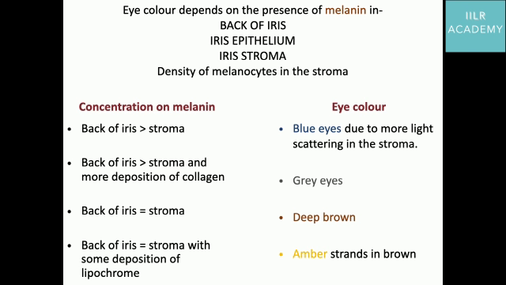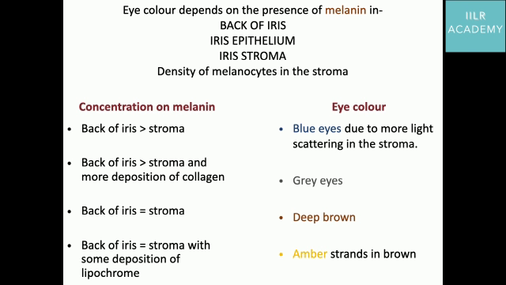Whenever the concentration of melanin at the back of the iris is almost equal to that of the stroma, then there is a lot of melanin inside, and then the color of the eye will be deep brown or almost black. Another situation in which the concentration of melanin at the back of the iris is almost equal to that of stroma, but with some depositions of the pigment lipochrome, then the person will have somewhat amber-like strands with the brown color of the eye.